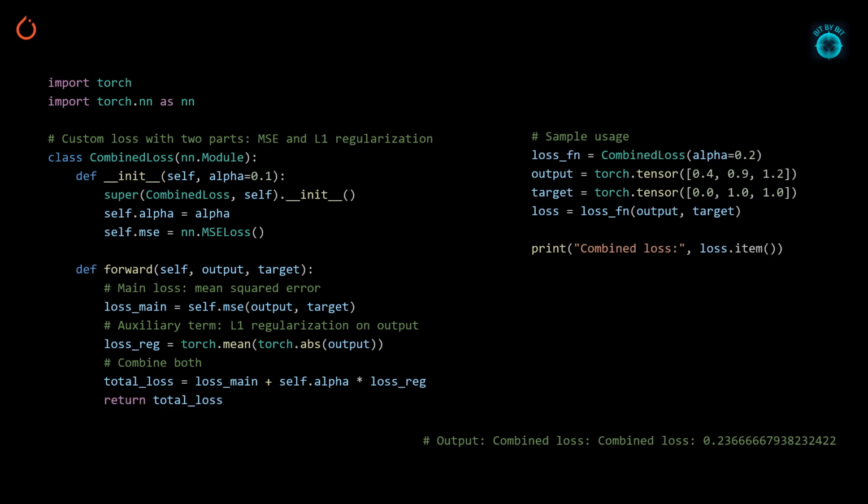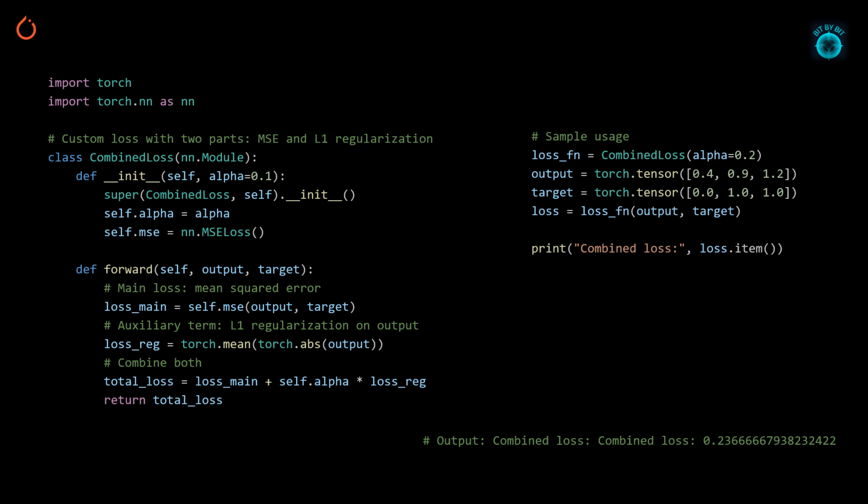We start by importing torch and torch.nn as nn. We define a new class called CombinedLoss. It subclasses nn.Module, so we can use it like any other loss function in PyTorch. In the constructor, we create two parts: a mean squared error loss stored as self.mse, and a scaling factor alpha, which controls how much the second loss term contributes.